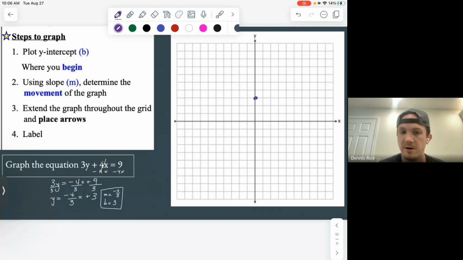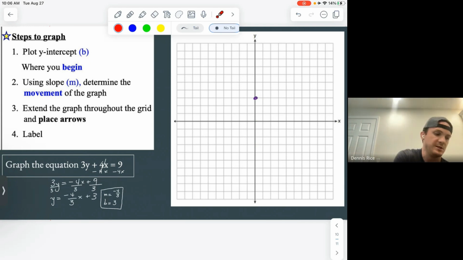If you had a negative y-intercept, it would be somewhere down here. Let's say it was negative 3, we would have plotted a point right here. Positives are up here on the y-axis, negatives down here. If your y-intercept was 0, you'd be right at the origin. Okay, now this is the tricky part. Slope is going to tell us how to move.